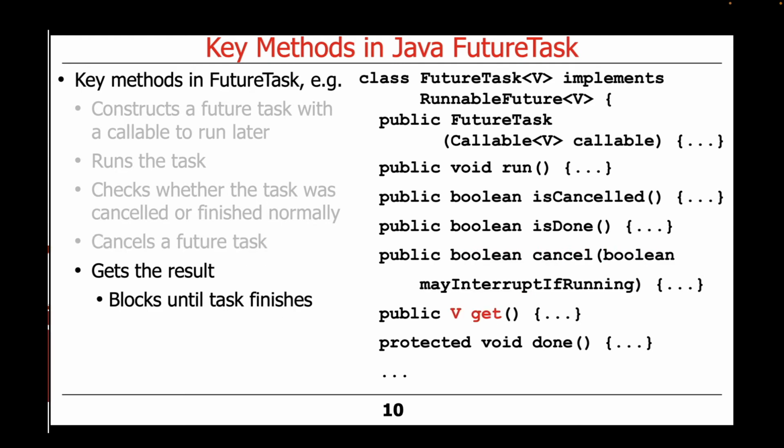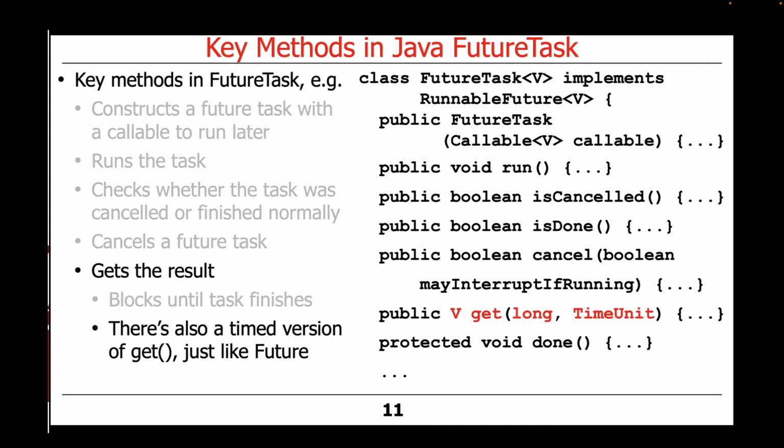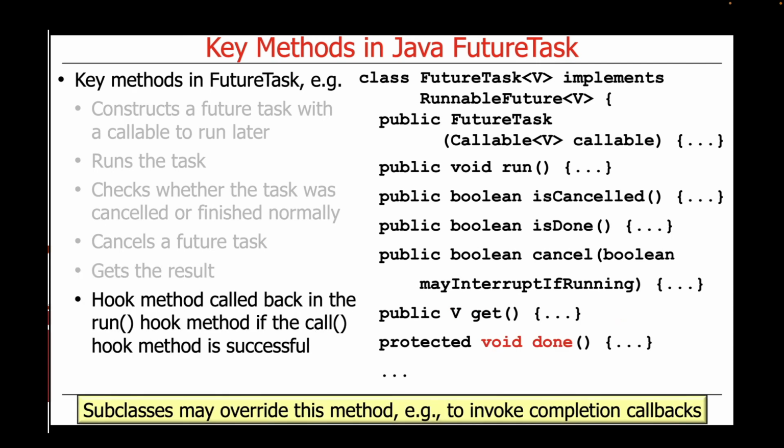And then there's also a method called get that blocks until the task is finished, and there's a version that will block for a certain time period. By the way, all these methods like is canceled, is done, cancel, get, and so on, those are all methods that are inherited from the future interface, which is actually inherited via runnable future. So runnable future extends future.